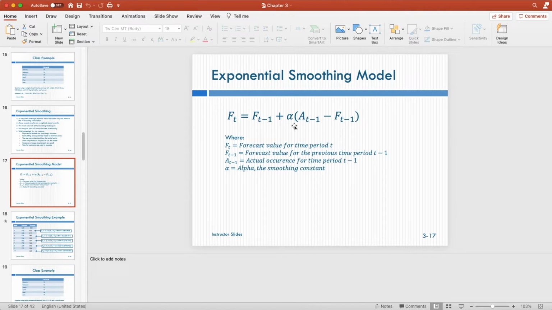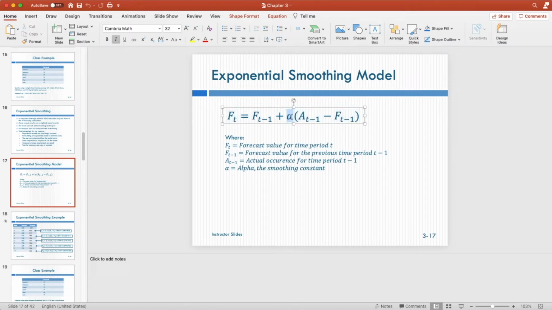So let me give you a better sense of why the equation looks like this. This is the forecast for the current period. This is the forecast from the last period. You can view the forecast from the last period as the starting point. But we cannot directly use the last period's forecast as this period's forecast. We have to do some adjustment. So this part reflects the adjustment. How do we do the adjustment?